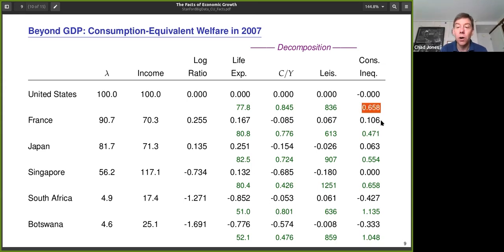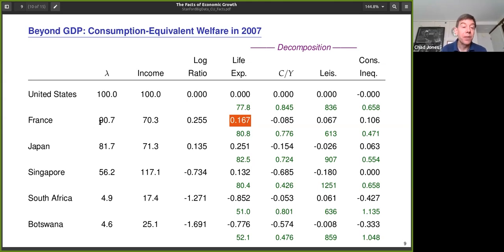How much is each of those worth? Well, interestingly, the lower inequality adds 10%. Higher leisure only adds 6%. You might think maybe it should add even more. Maybe we're being conservative here, right? 600 hours versus 836 hours, but it only adds 6 or 7% with our standard preferences. Longer life expectancy, each year of life is worth about 5% of consumption, right? So 3 years gives you about 16%.